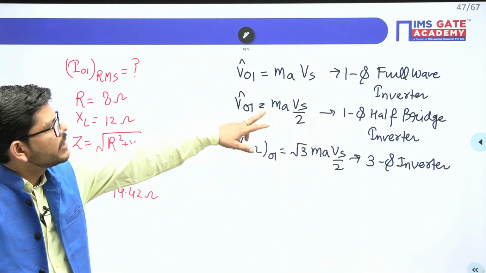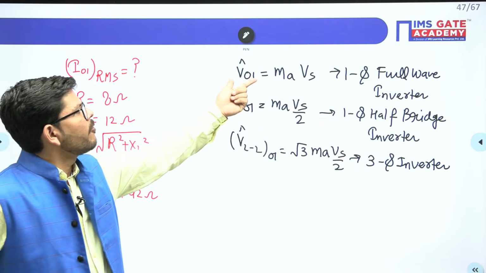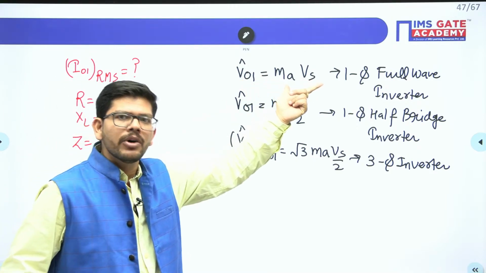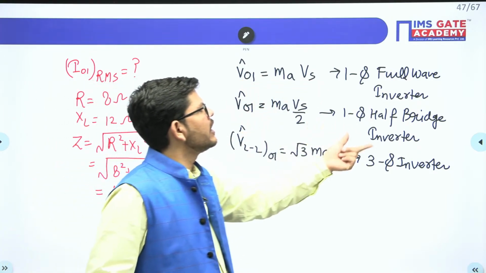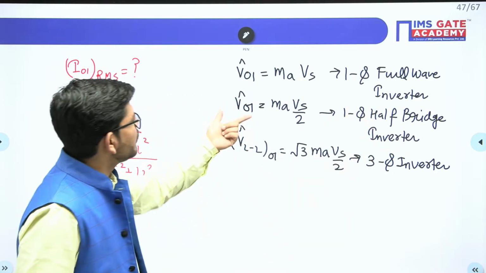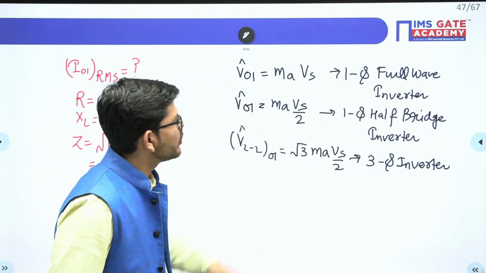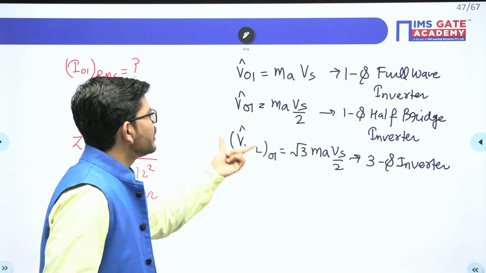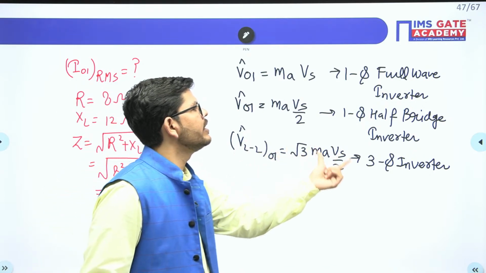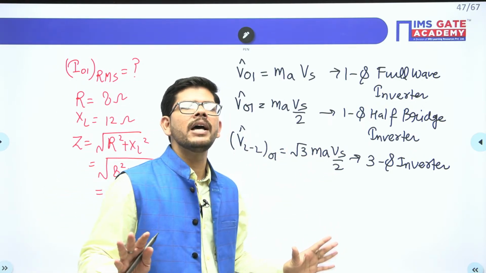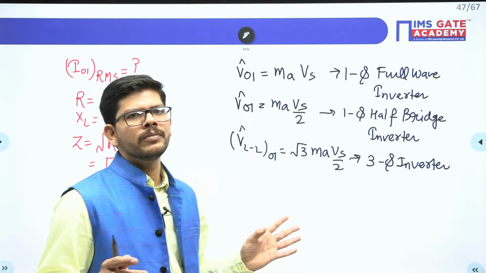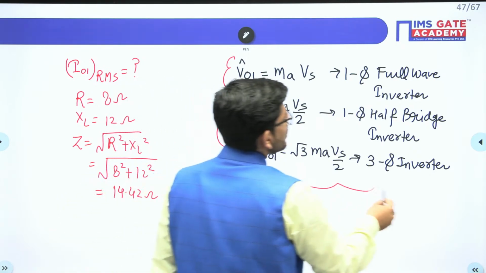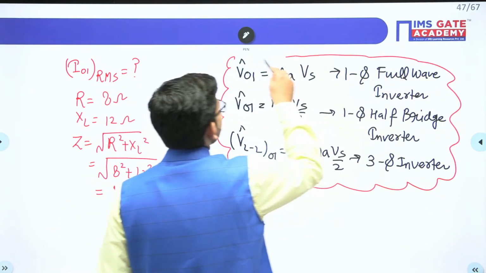If this would have been a single phase full wave inverter, the fundamental voltage peak value will be MA into Vs, where MA is the modulation index. If this would have been a single phase half bridge inverter, the fundamental peak will have a value of MA Vs by 2. And if this would have been a 3-phase inverter, the line to line fundamental peak value will be root 3 MA Vs by 2. Just remember these formulas and you can solve n number of problems. Nothing will come out of this. I am very, very sure about this. All you need to do is remember this formula.